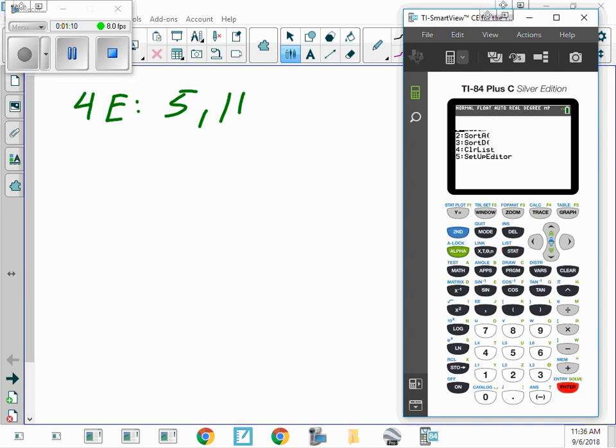Okay, for the next one, 6, 8, 9, 10, and 12. I run my one variable stat, and now my standard deviation is 2 and my average is 9.